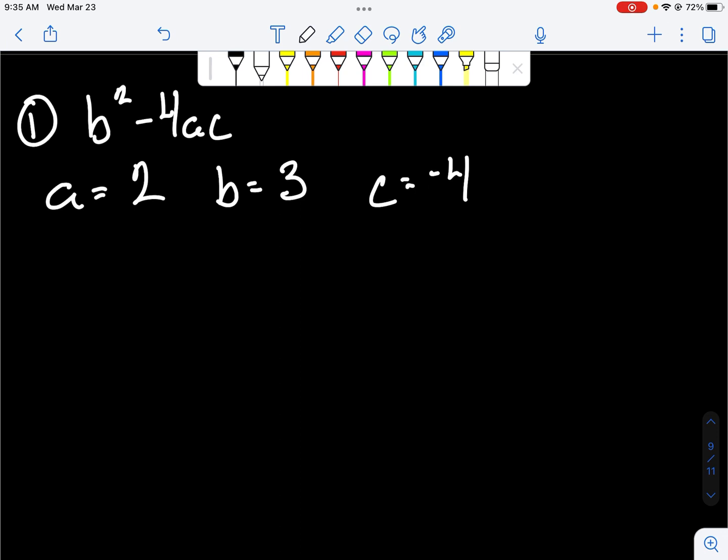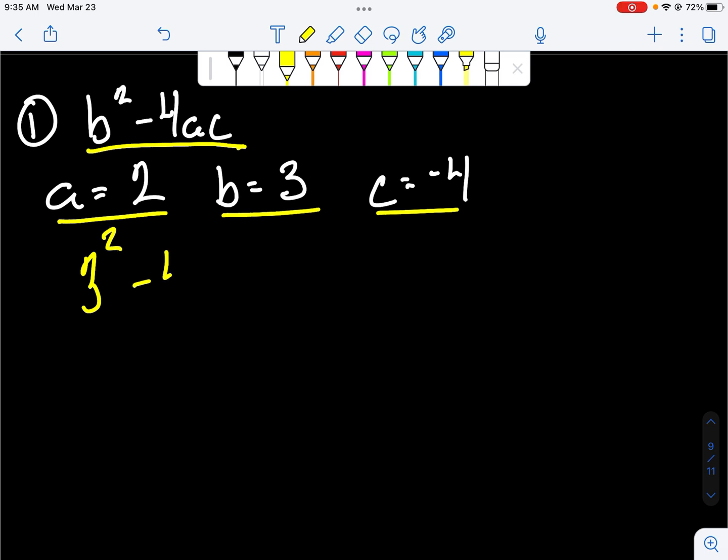So the first part of the homework will say simplify the expression b squared minus 4ac given the following values for a, b, and c. So it gives you this expression, and it gives you 6 problems that have an a, b, and a c value. All I'm looking for you to do is sub these values in for each variable. So our b value is 3 minus 4 times our a times our c.